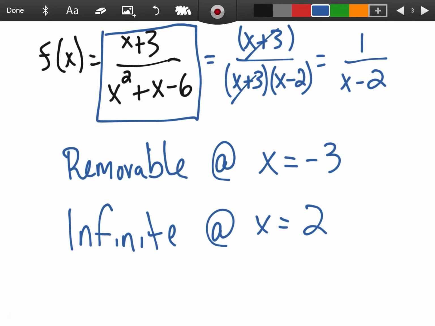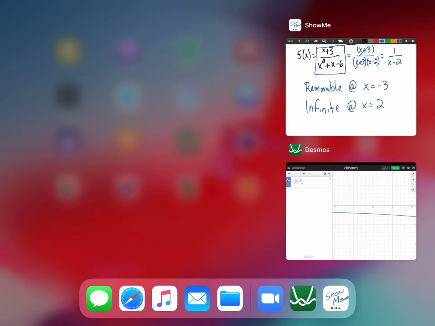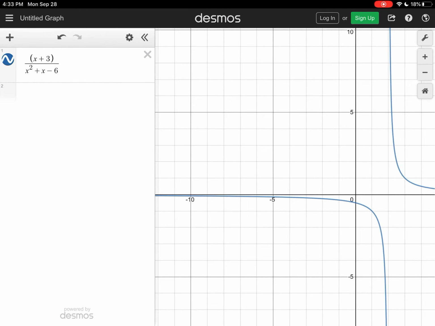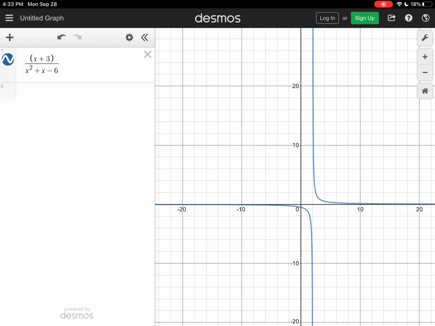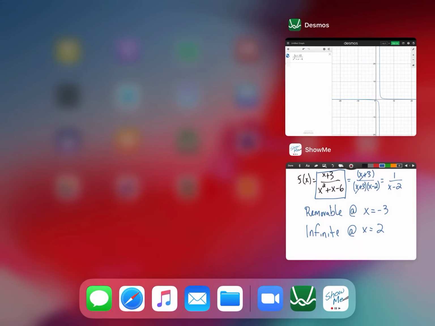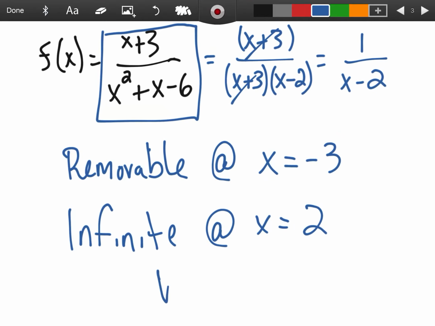We still have an infinite discontinuity at x equals 2. If we zoom out, we can see this is clearly an infinite discontinuity at x equals 2. And of course, we have a vertical asymptote wherever we have an infinite discontinuity. All right, so that's our difference between infinite discontinuities and removable discontinuities.